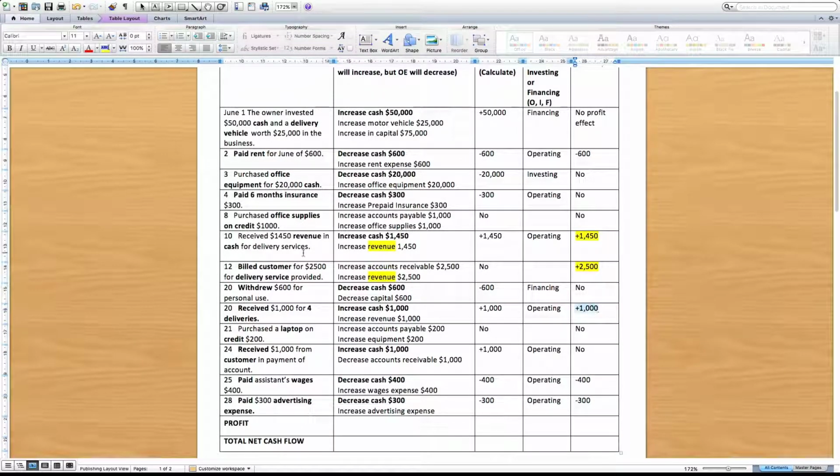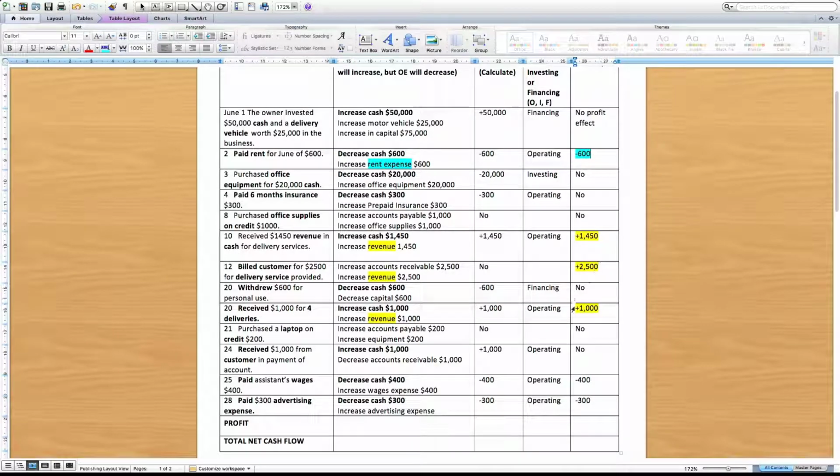All right, and another revenue item. So add 1,450, 2,500 and $1,000 together. So that should give you $4,950 in revenues. And from there you can subtract off your expenses. So we have the rent expense of $600.